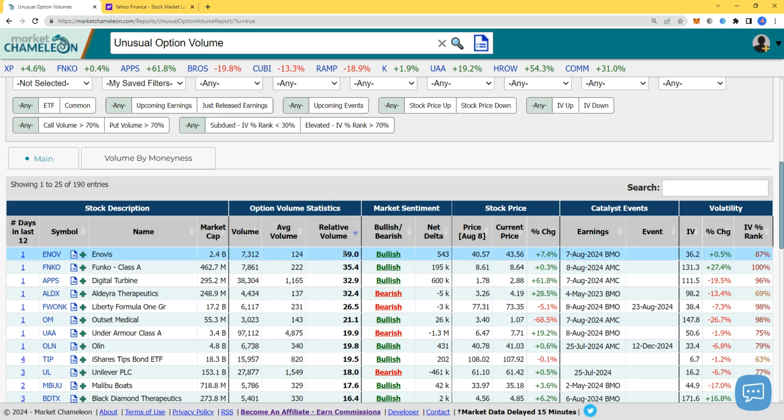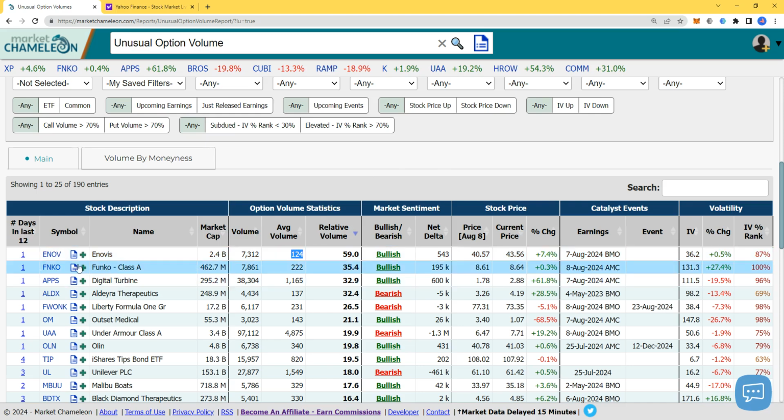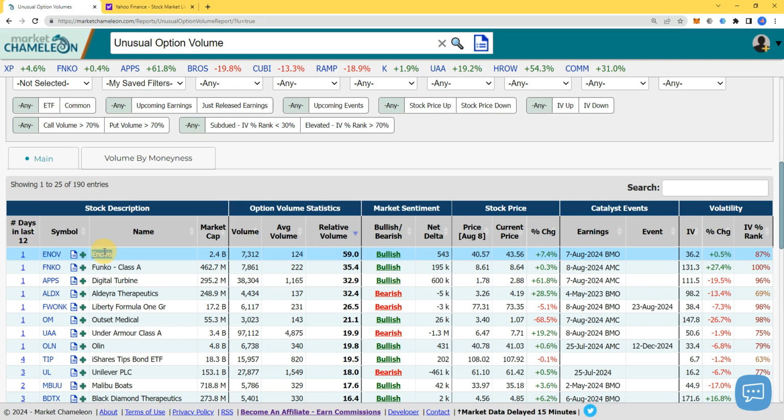So 59 means that the average option volume statistics. Usually you see this ticker, ENOV. I don't know who they are. Enovis, maybe you do. Doesn't matter. They usually trade something like 124 option volume on average, and yesterday it was 7,000 plus, like 60 times more. Okay. However, that step one is big, but it doesn't tell us anything. It doesn't tell us if they bought calls, if they sold puts, if they sold covered calls. We don't know until we click. But the key for me is to check. So this is step one.